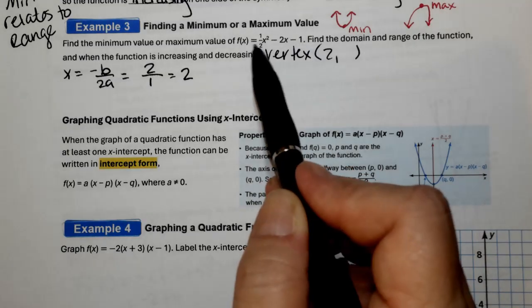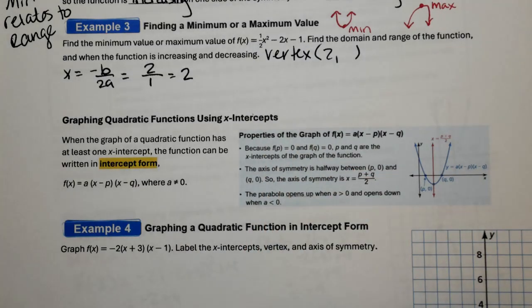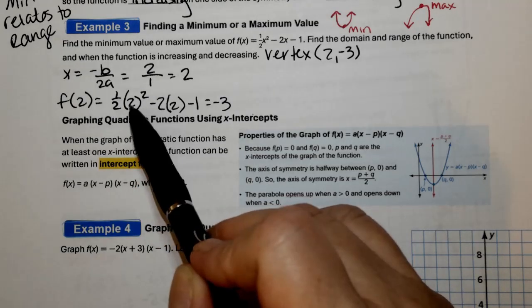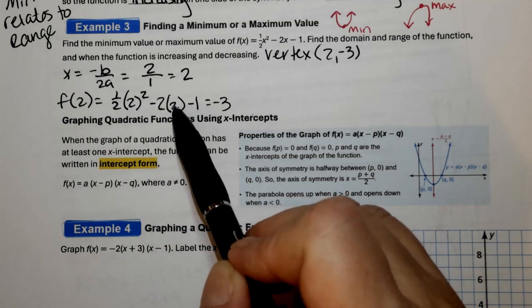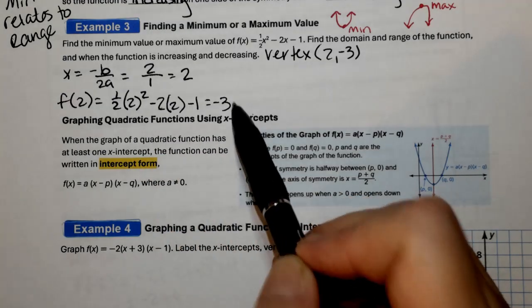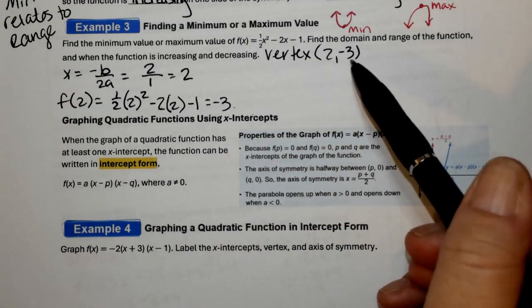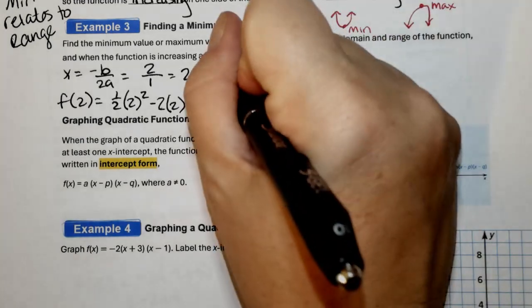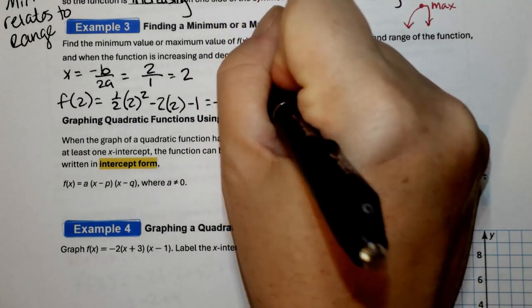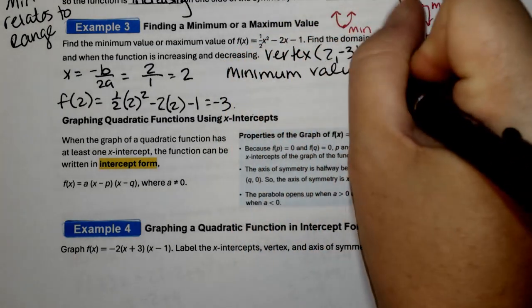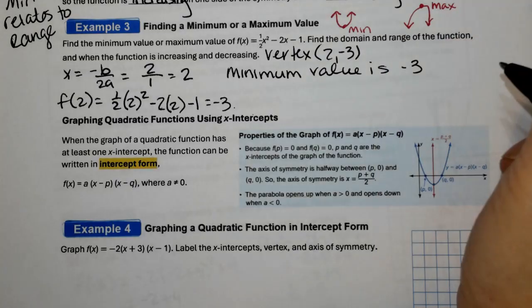So pause your video now, plug in 2, see what you get. All right, so you would have got 2 squared is 4, a half of 4 is 2, 2 times 2 is 4. So 2 plus 4 minus... you would get negative 3. So we know our vertex is 2, negative 3. We know we have a minimum. So we can say our minimum value is negative 3.